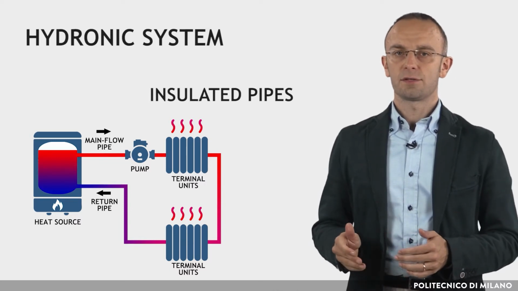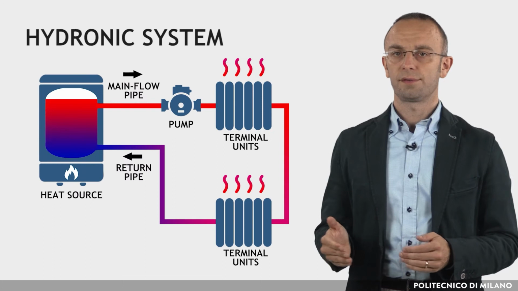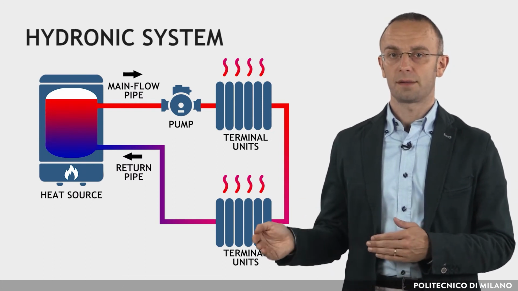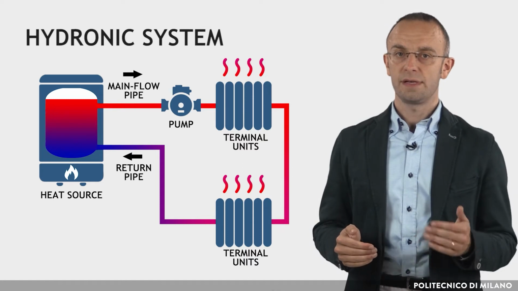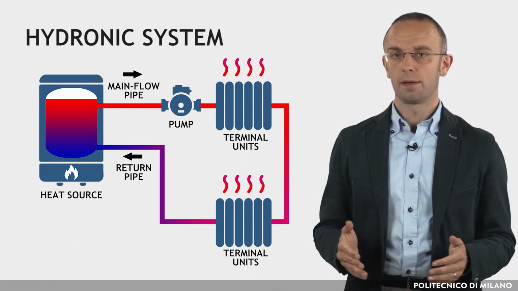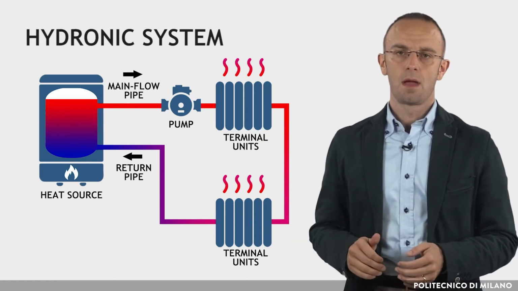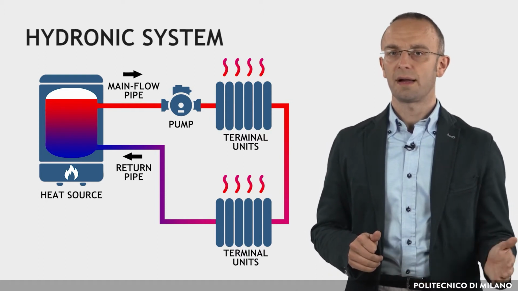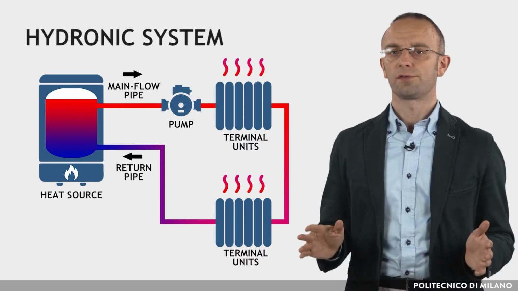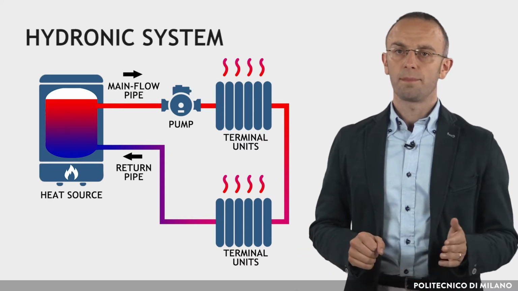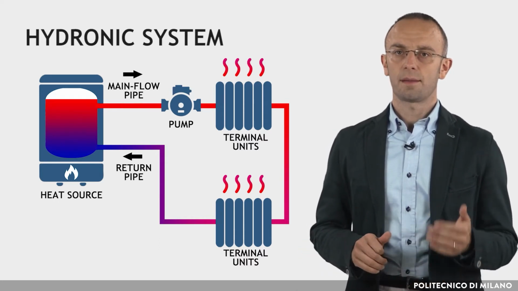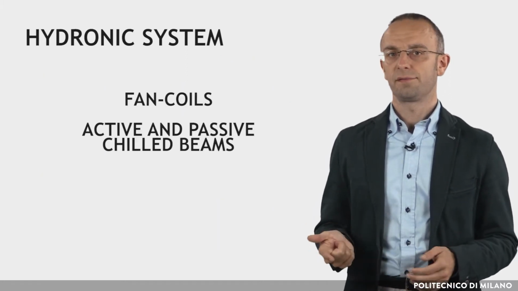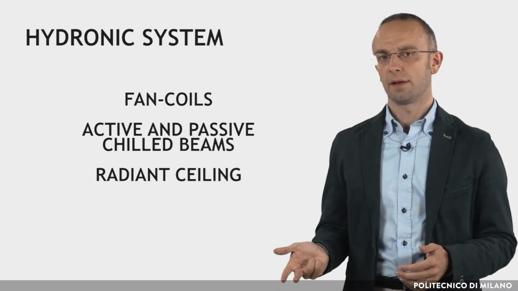The main advantage of hydronic configuration is that piping requires very little space compared to air ducts, and the amount of energy needed by pumps is small in comparison with fans. Moreover, if the water distribution subsystem is well designed, it can be absolutely noiseless. In water-based systems, several terminal units can be used: fan coils, active and passive chilled beams, and radiant ceilings.